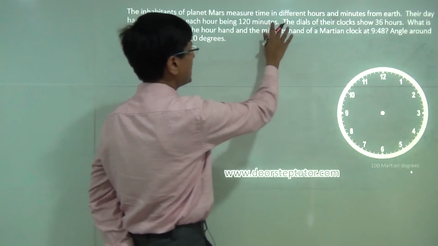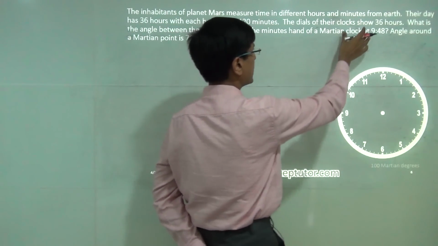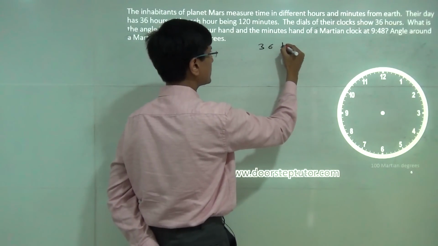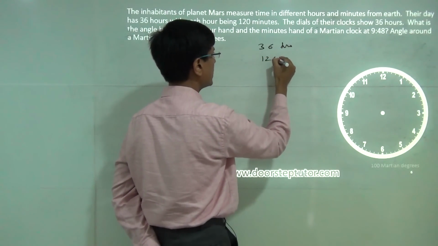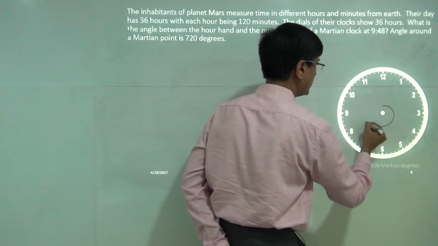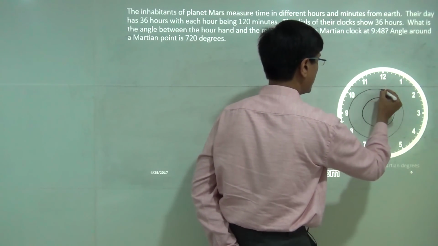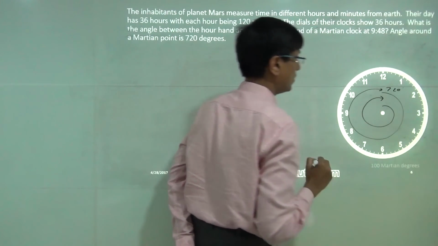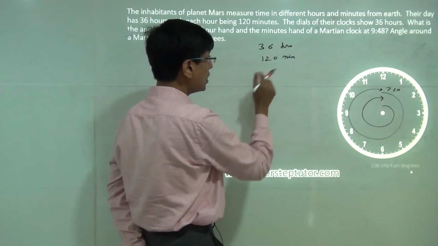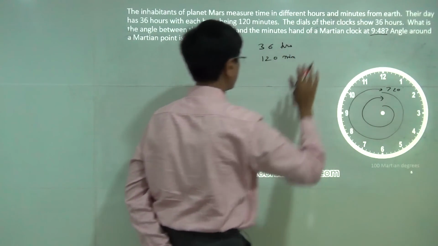So this question is saying that we are on a different planet, and of course we have a different system of measuring time on that planet, and that planet happens to be Mars. So in 1 day of Mars there are 36 hours. In 1 hour there are 120 minutes. Not only that, a Martian clock, instead of having 360 degrees around a circle, has 720 degrees around the circle, which means their degree measure is really different. So now can we find out what would be the angle between the hands at this time?